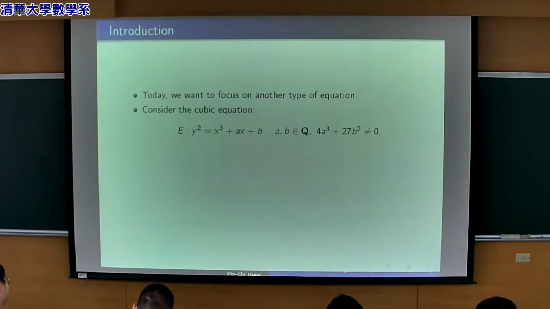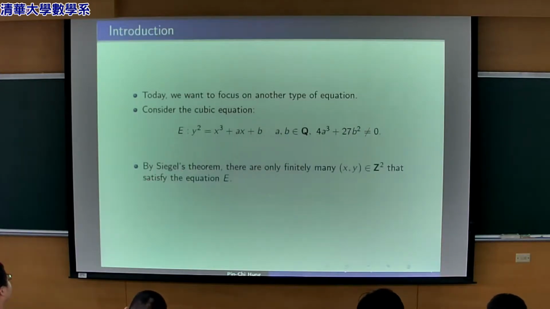Why do we care about this kind of equation? Because it is called an elliptic curve, which we will define later. This kind of equation is now very popular in cryptography and has applications there. So those equations are very important in mathematics itself and in applications. By Siegel's theorem, it is already known that there are only finitely many integral solutions. So if we study integral solutions, the number of solutions is basically known: they are finite.